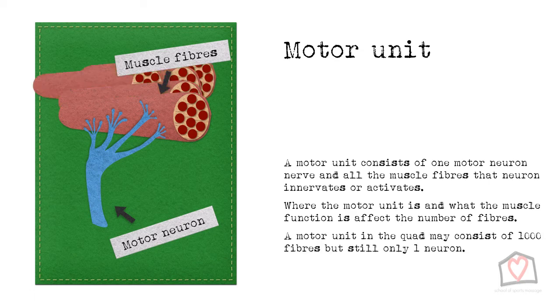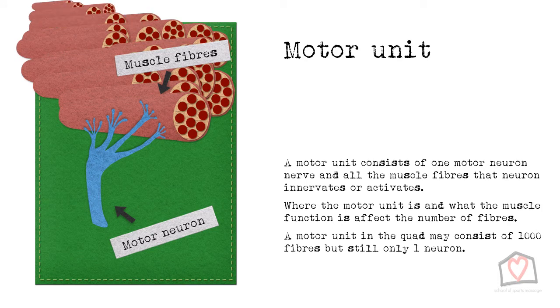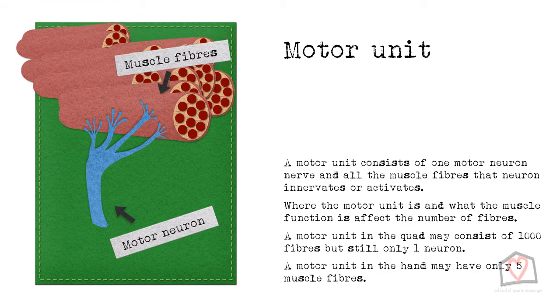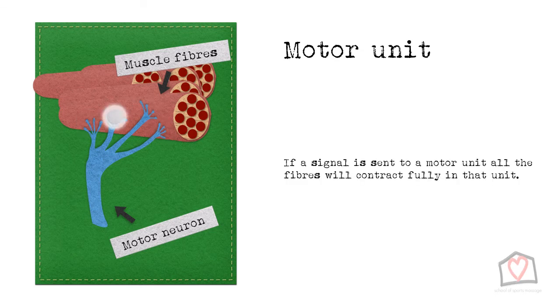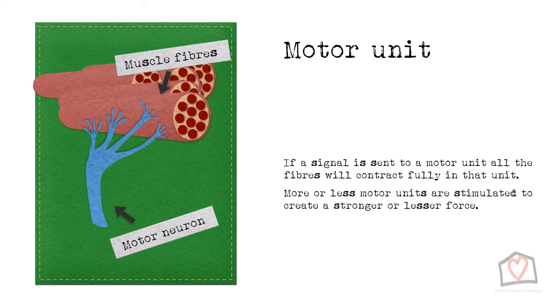For example, a motor unit in the quad may consist of thousands of fibres but only one neuron, but a motor unit in the hand may only have 5 fibres, where more intricate control is required. If a signal is sent to a motor unit, all the fibres will contract fully in that unit. They don't contract partially if something is light or fully if something is heavy. More or fewer units will be stimulated to create a stronger or lesser force.